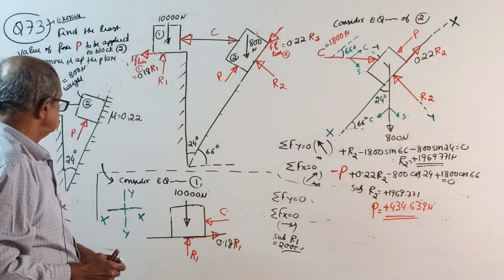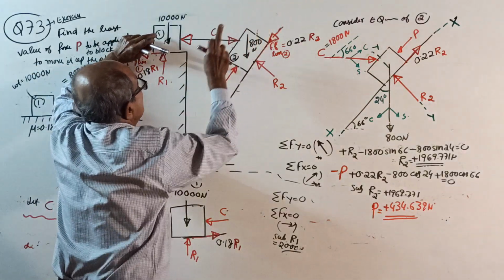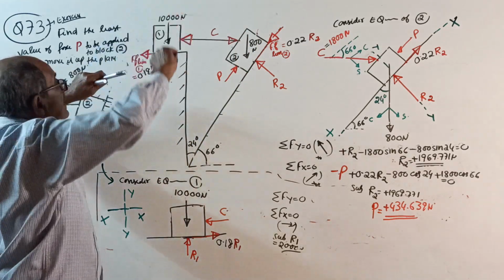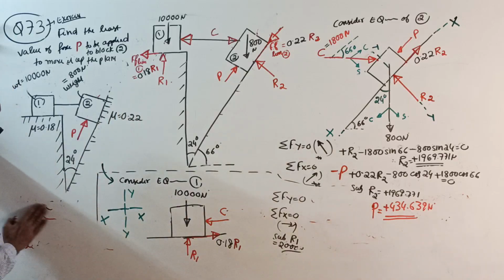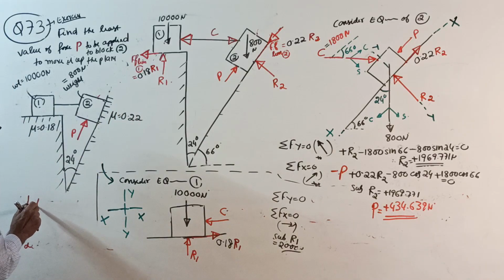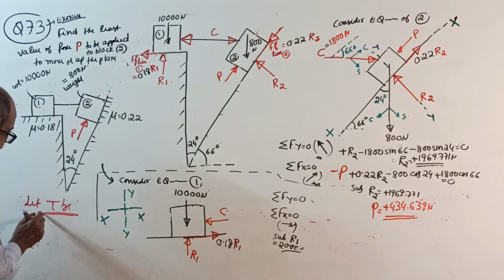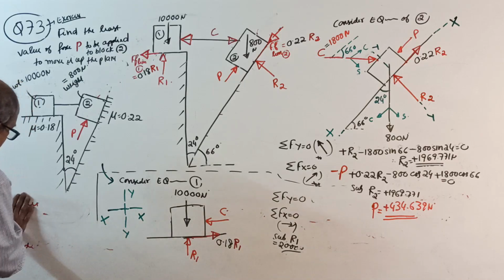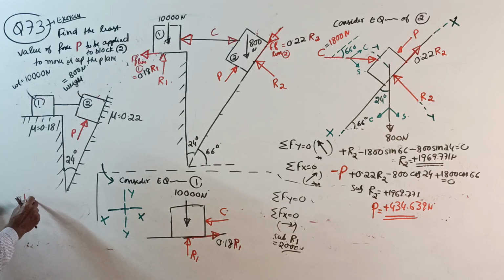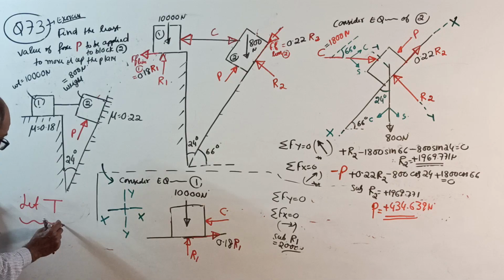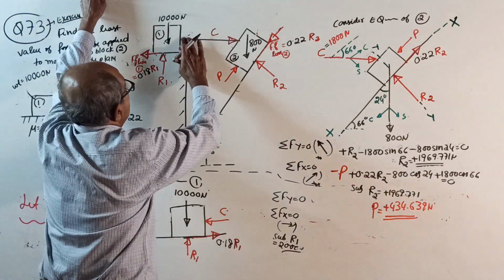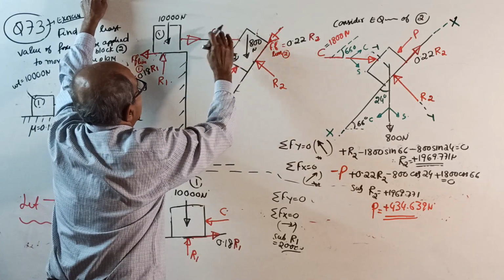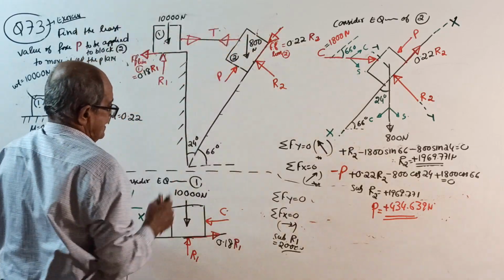And one more thing: when it goes up the plane, the connecting member will not be in compression. See, when it goes up the plane, the connecting member will be in tension. Let T be, that is the most important, T be the tension force in the connecting member. Okay.